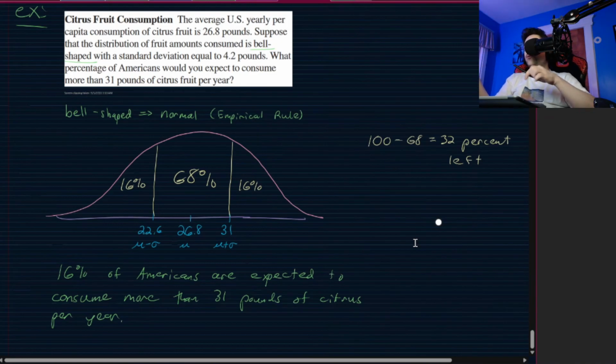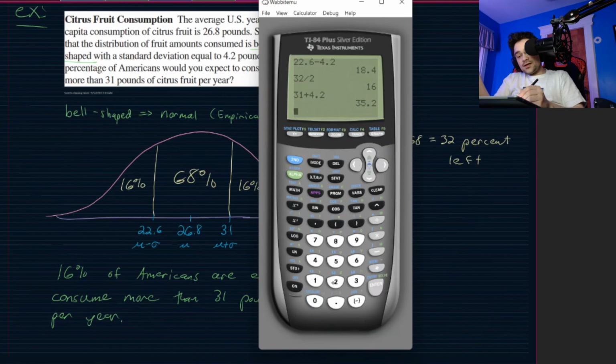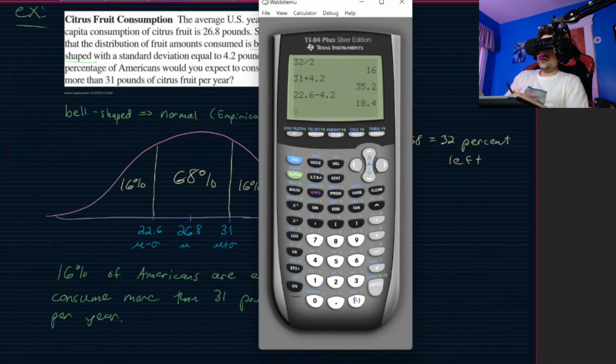Similarly, I could go the left way, 22.6 minus 4.2. This would be the low bound of 2 standard deviations. So I know that it would be 1.5% to the left of this. So we would say approximately 1.5% of Americans eat less than 18.4 pounds of citrus fruit per year.